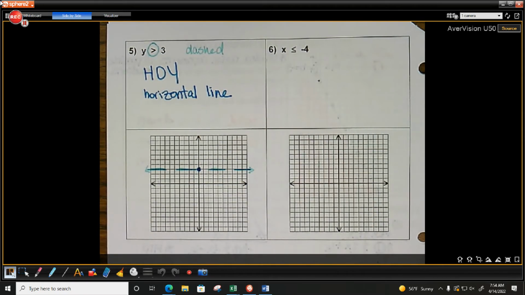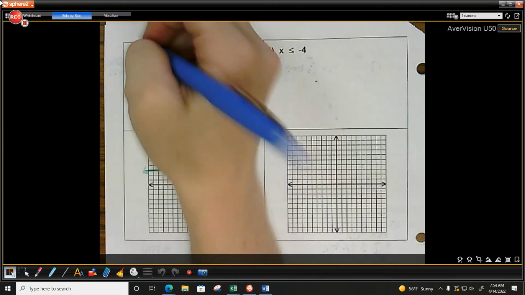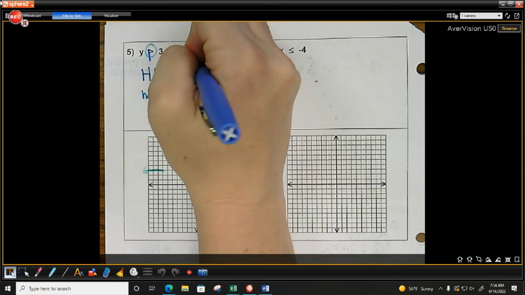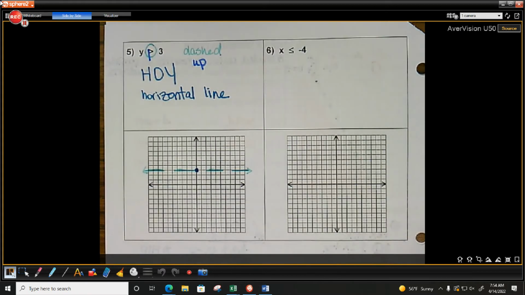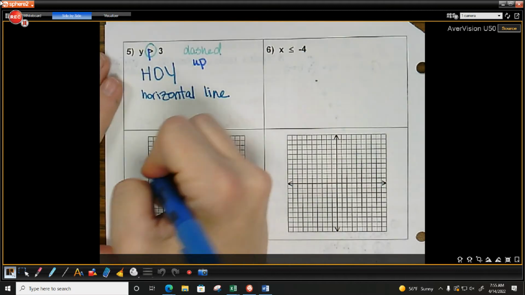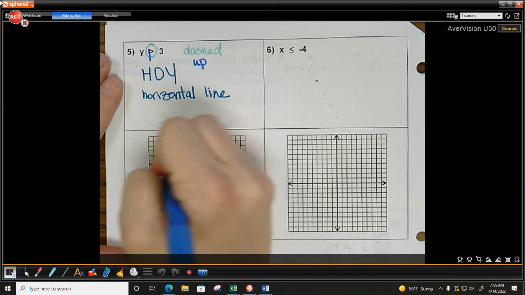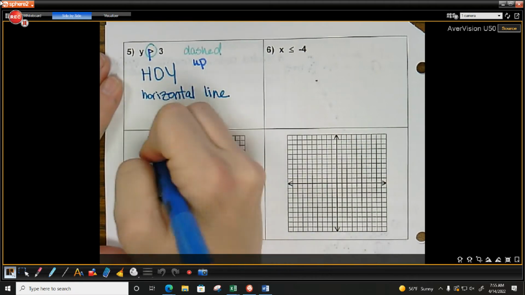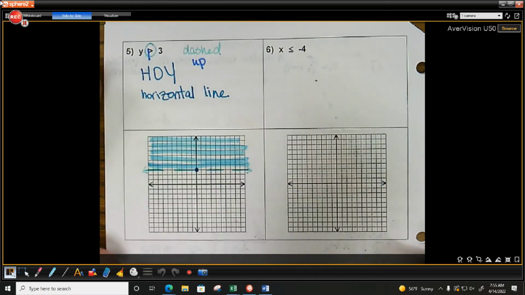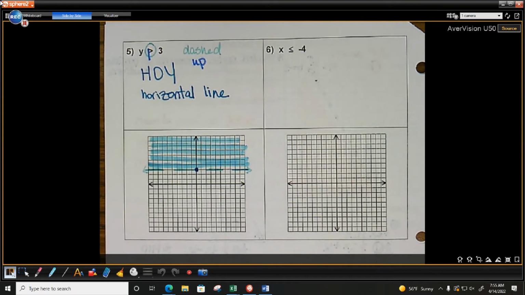Okay, does this help me make a P for up, D for down? P for up. So I'm going to shade above the line. Done. We good with that? We like the special cases. If you remember them, they're like the easiest ones to do, right?